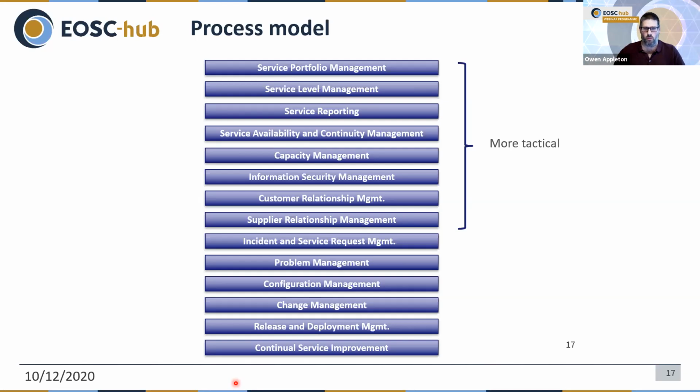At the bottom are the more operational processes. So incident management, this is really normally your help desk. Configuration management is a logical model of all of the elements which contribute to your services. Change management is something a lot of people will have some familiarity with. How do you manage the change of things within your organization in a realistic way? And right down at the bottom, continual service improvement. And this is something which is really embedded in this IT service management approach.